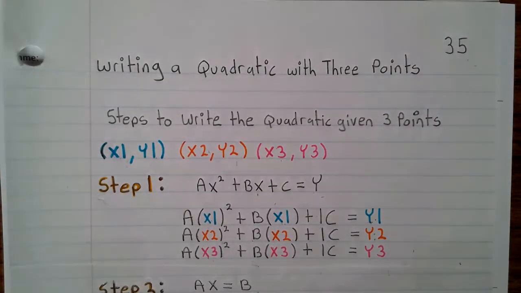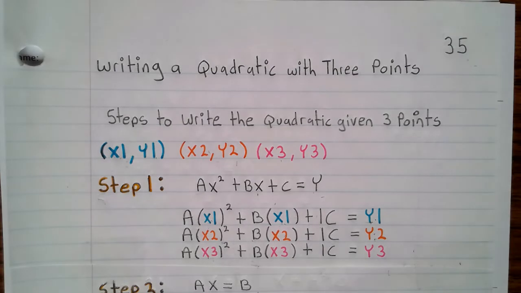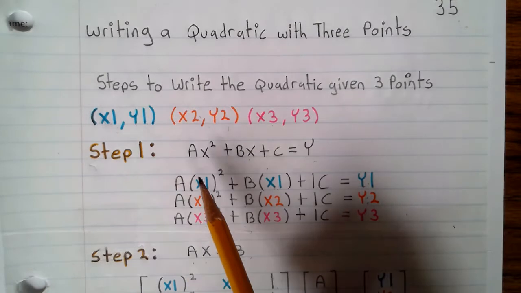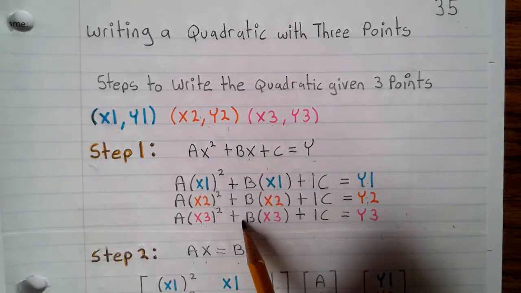Okay, Wildcat, we're at general page 35, writing a quadratic with 3 points. Steps to write the quadratic given 3 points. Well, when we're given the points x1, y1, x2, y2, x3, y3, we use the equation ax squared plus bx plus c equals y. Then we substitute x1, y1 to the equation, x2, y2, x3, y3.